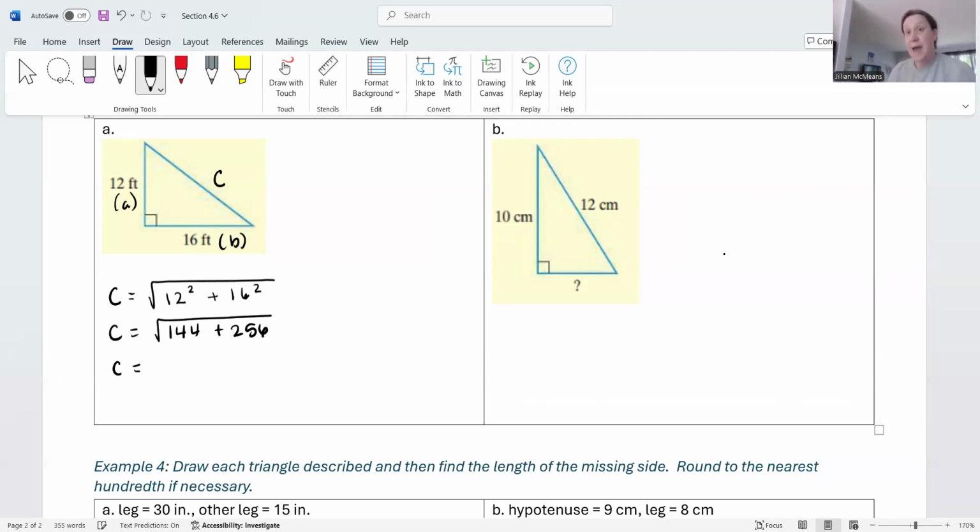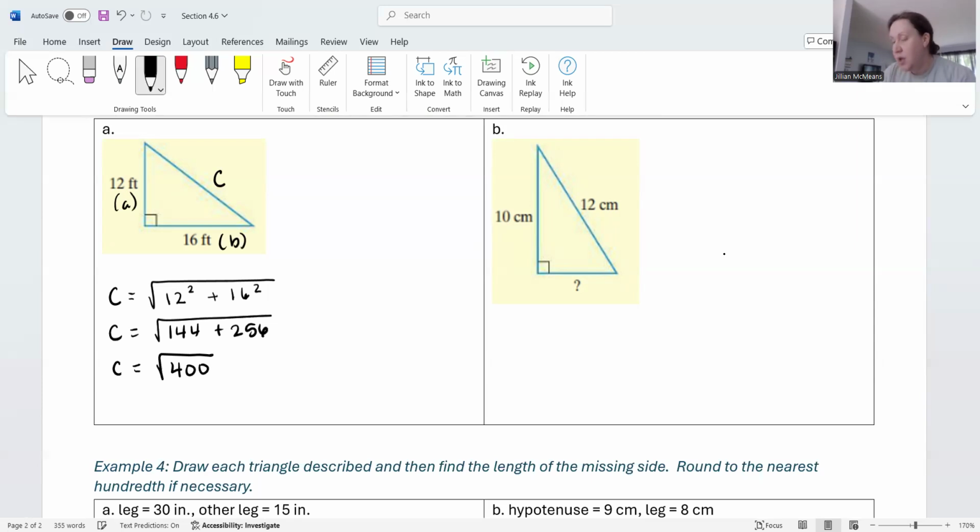Okay. We're basically doing the order of operations. So we're treating this radical symbol like a grouping symbol. We've taken care of exponents. Next, we want to take care of addition. So I think 144 plus 256 is 400, but we can use a calculator to add. So 144 plus 256, definitely 400.